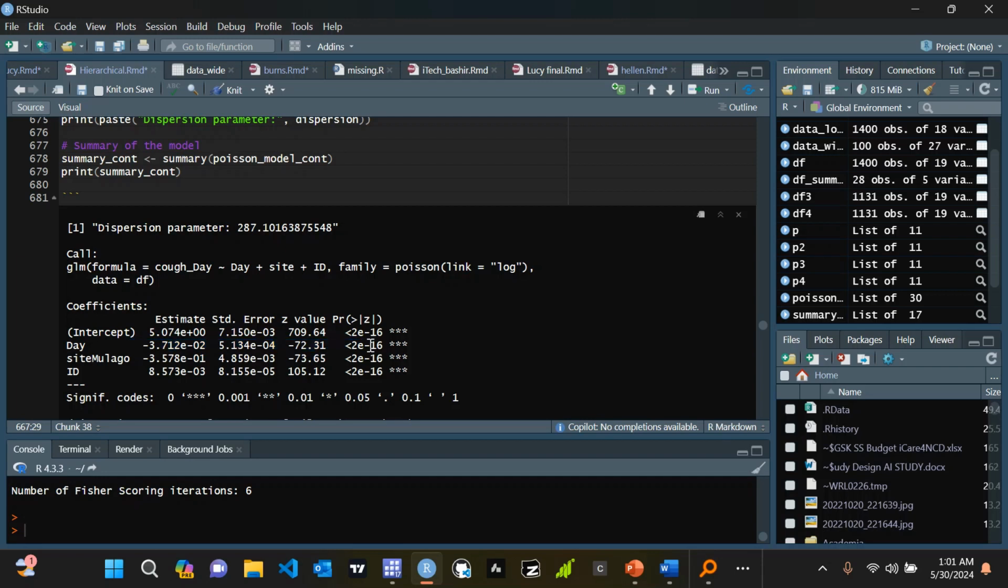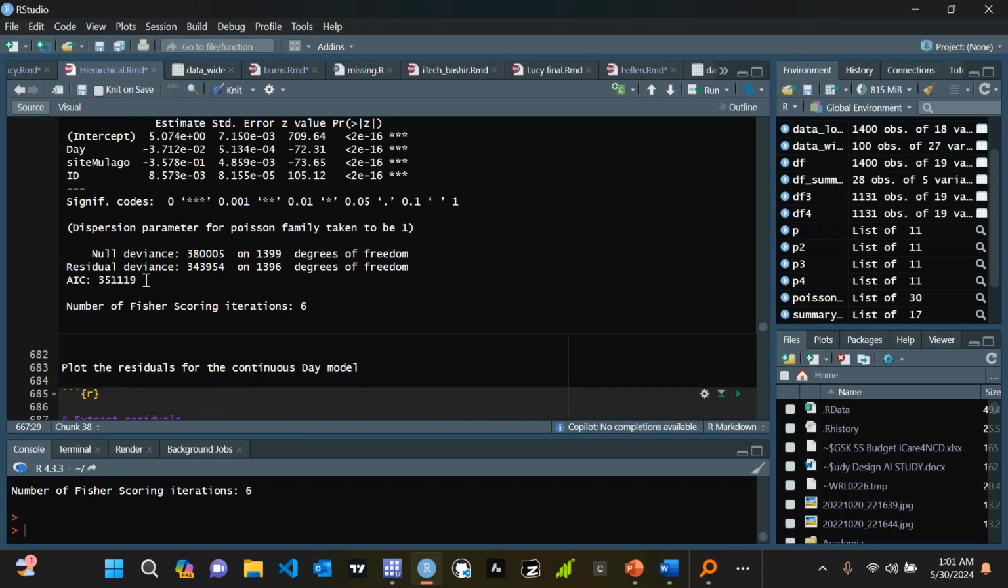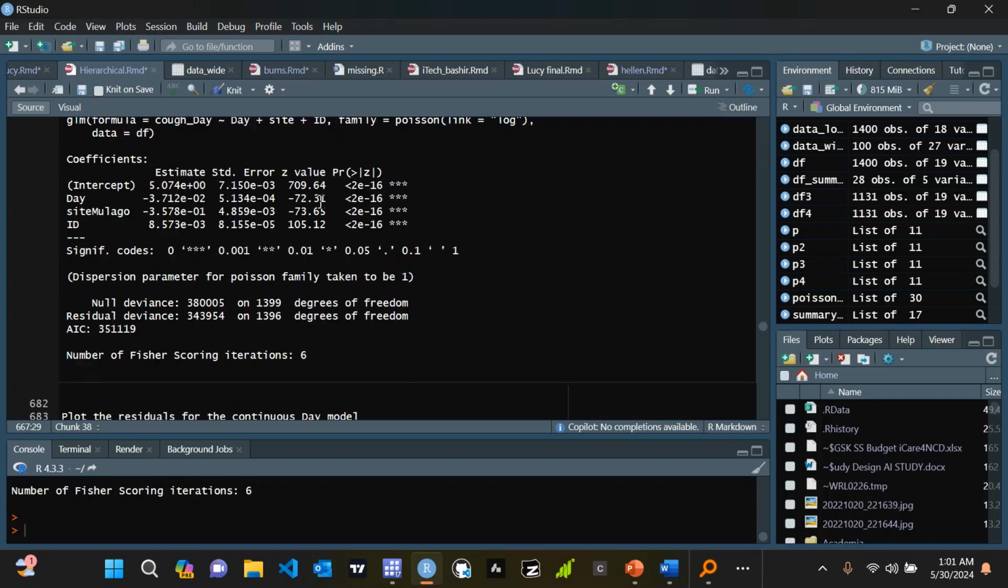So you see it is significant. It gives a negative slope, which means the coughs decline. And according to site and the IDs, the estimate is not declining. So we can see that the AIC is huge. So the dispersion is 287. This is an over dispersion.